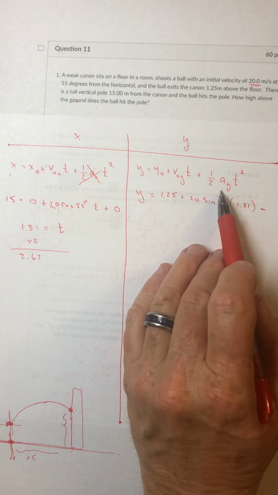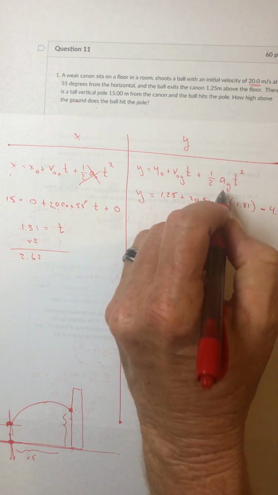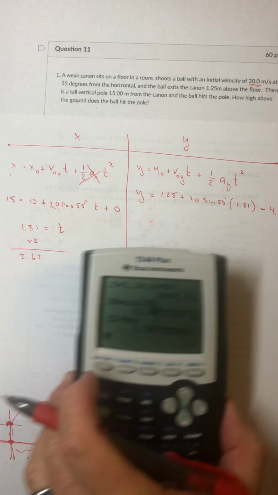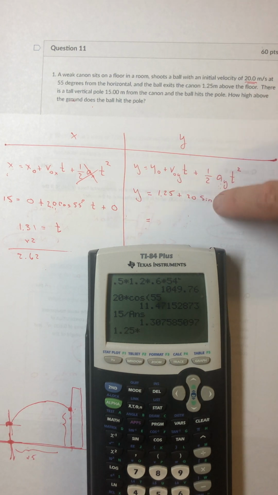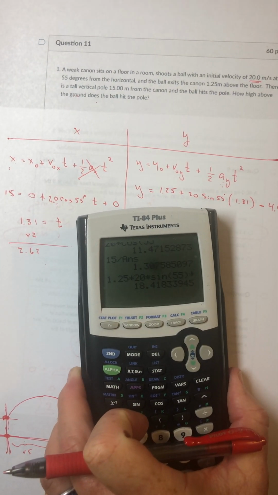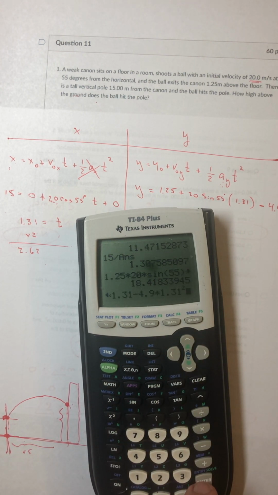And we've done this quite a bit. Remember, the acceleration in the y direction is negative 9.8, and so half of that makes a negative 4.9, and then 1.31 squared. And so punching all those in, 1.25 times 20 times sine 55 times 1.31 minus 4.9 times 1.31 squared. It's a long equation that comes out to be... I think I hit something wrong. Something bothered me there. Let's see.